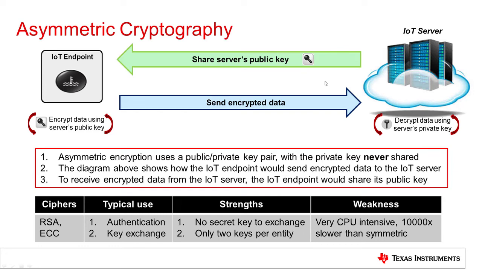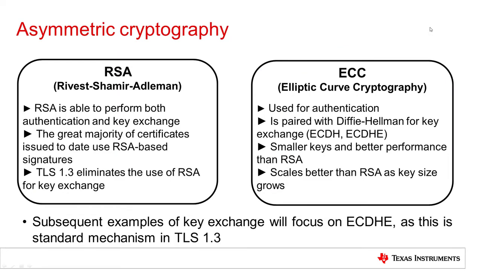There are two common asymmetric cryptography technologies. One is RSA and the other is ECC, which stands for elliptic curve cryptography. We'll briefly discuss those before we go into exactly how asymmetric cryptography is used for authentication and key exchange. The two principal asymmetric cryptography technologies you'll encounter are RSA and ECC.